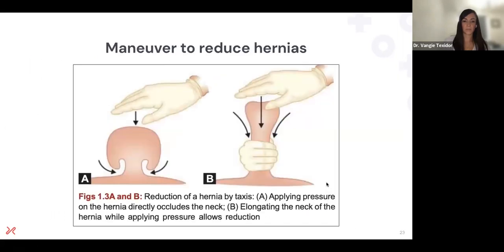So, skip one. So here's an example of how to reduce the hernia. I always look for the inguinal ring or the umbilical ring, or wherever the fascial defect is, and you want to push on the bowel that's coming out. So you're trying to thin that out like they show here, and then from the end of whatever is protruding, you're going to push it back in. Okay.